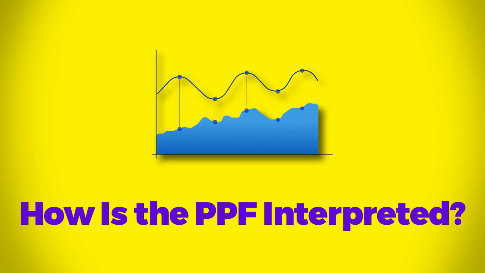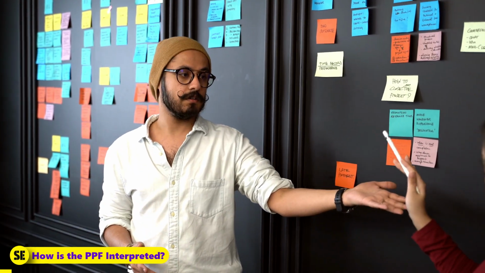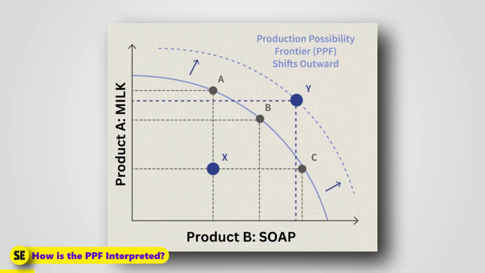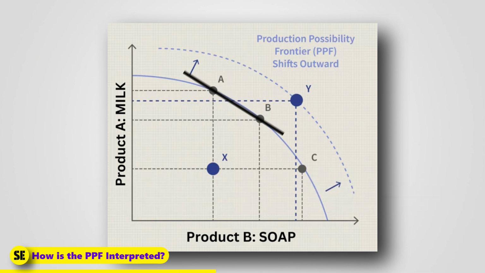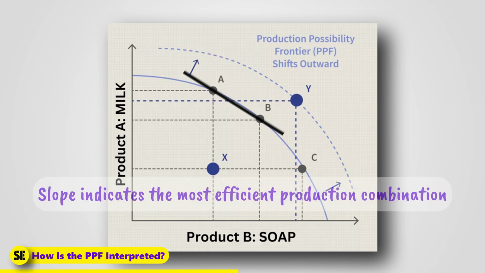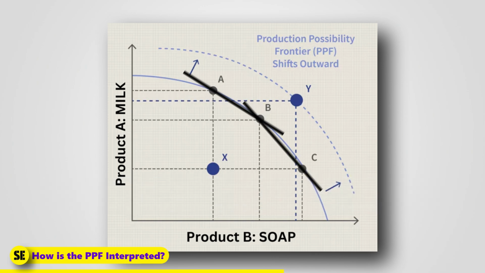How is the PPF interpreted? The Production Possibility Frontier, PPF, is a curved graph that shows the optimal production levels for two commodities. One commodity is measured on the x-axis and the other on the y-axis. Each point on the curve represents the highest level of efficiency for producing both commodities given the available resources. The slope of the Production Possibility Frontier indicates the most efficient production combinations, which always include more than one option.